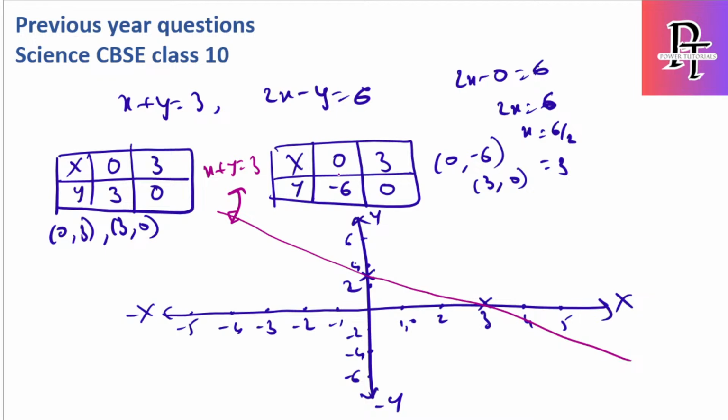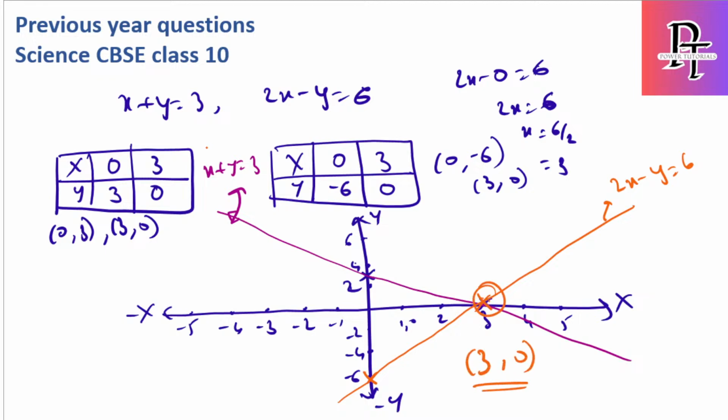What about the second equation? (0, minus 6) will be somewhere here. So I will use another color again. Let's use orange. (0, minus 6) is here. X is 3, y is 0, so the second point is here. The second line is simple. Just mark those 2 points and draw a line. And this is the second equation, which is 2x minus y is equal to 6. So wherever these two lines are intersecting, that is the solution for this equation. So it is easy now. We can clearly identify this is the solution, which is x is 3 and y is 0.